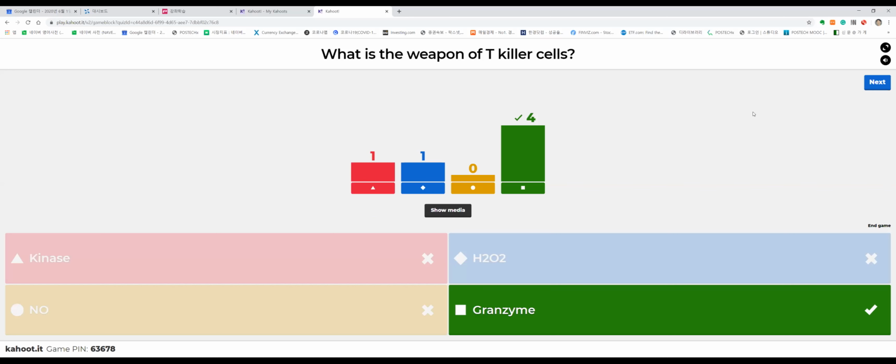What is the function of the perforin? Make a hole in the tumor cell. Make a hole onto the target cells. Okay, perforin makes a hole. Granzyme enters the cells, and then breaks down the proteins of the target cells. Those two are the main weapons of T killer cells.